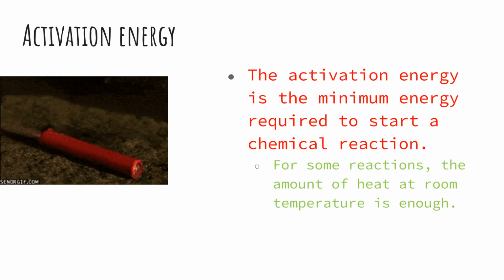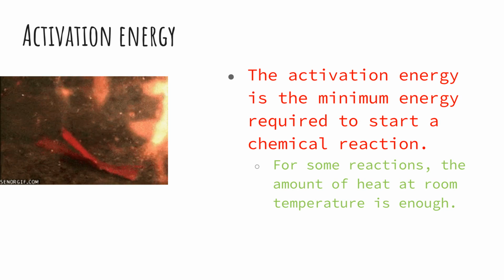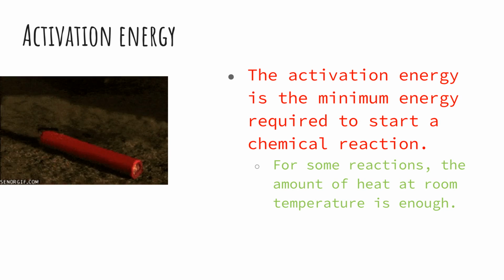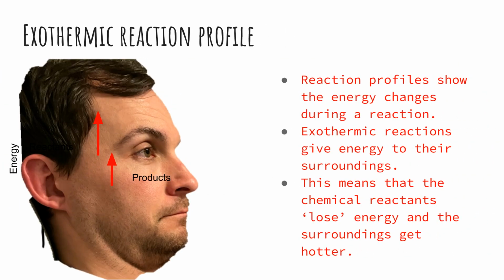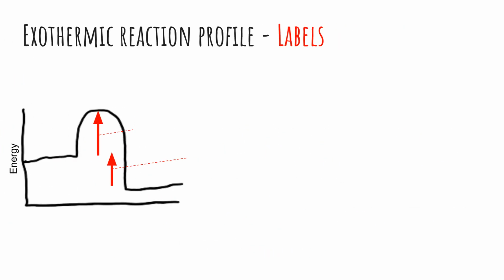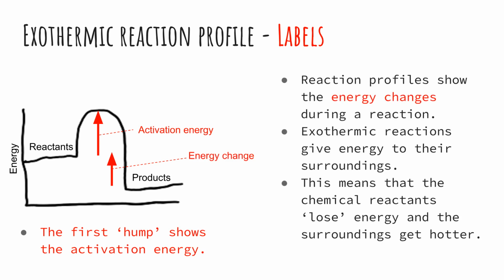Activation energy is the minimum energy needed to start a chemical reaction. For some reactions, room temperature heat is sufficient to provide this energy. Reaction profiles illustrate energy changes. Exothermic reactions release energy into the surroundings, causing them to heat up, as the chemical reactants lose energy. In an exothermic reaction profile, the initial hump represents the activation energy, and the difference in energy between reactants and products is the energy change.